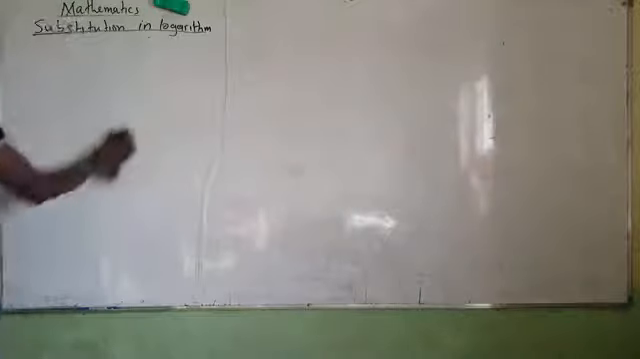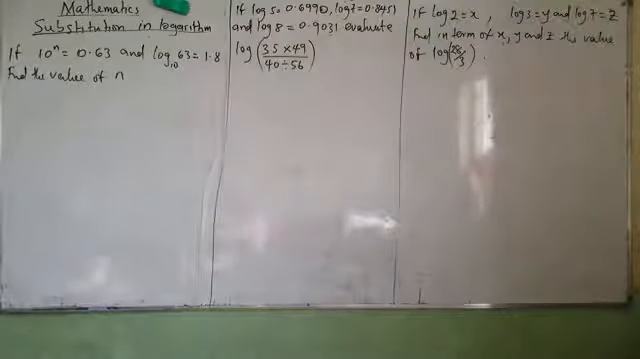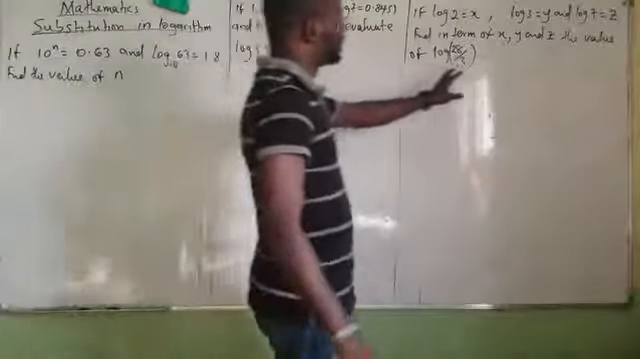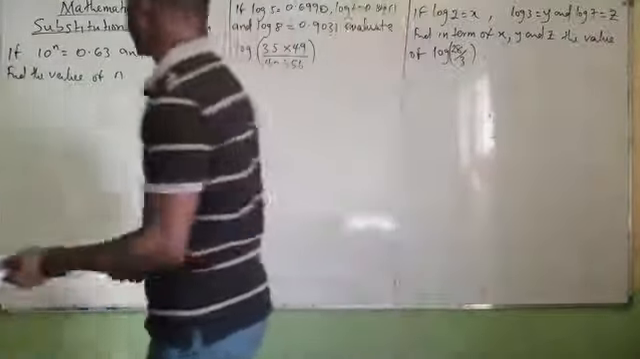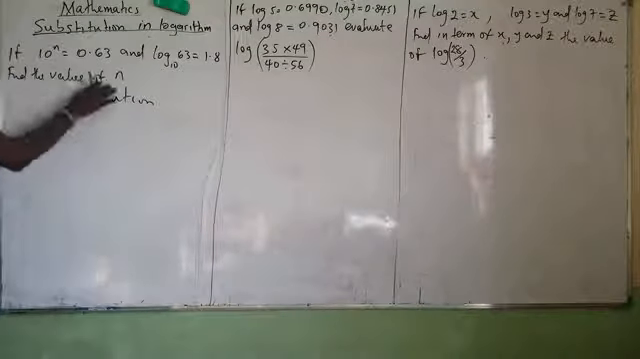Okay, look at this question. Permit me to write this question down. Now, look at this question. We have 1, 2, 3, and let's try to solve it together. The first one is very straightforward. I'm looking for my n. Find the value of n.